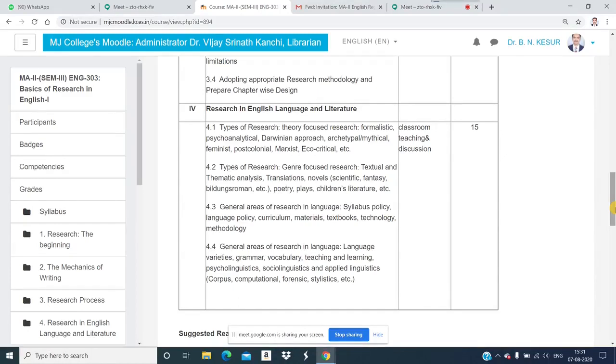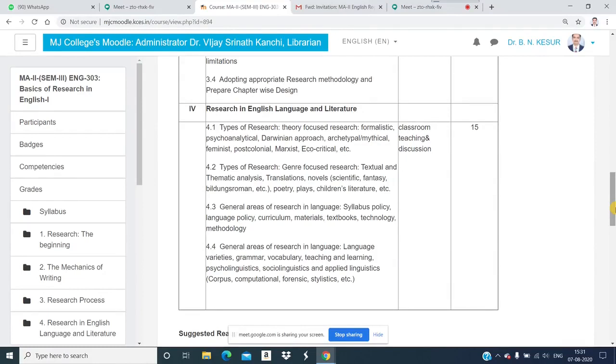Then we'll try to understand general areas of research in language. You know it very well that even in the title of this unit you can see research in English language and literature. So first I talked about literature. Now here we are expected to understand what the areas of research in English language are. So there you can see syllabus policy, language policy, curriculum, materials, textbooks, technology, methodology.